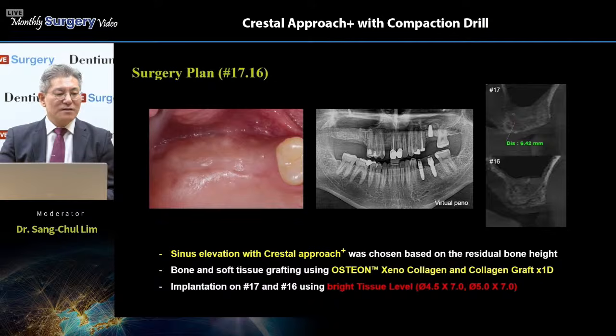And the Bright implant system that is especially tissue level that will be used, diameter 4.5 and 5.0, length 7 millimeter. As I mentioned before, always we have to consider the actual length of the Bright TL system. The naming, the calculated length, always counts only the treated surface, right? So the total length of the fixture is a little bit different from the named, calculated millimeter.